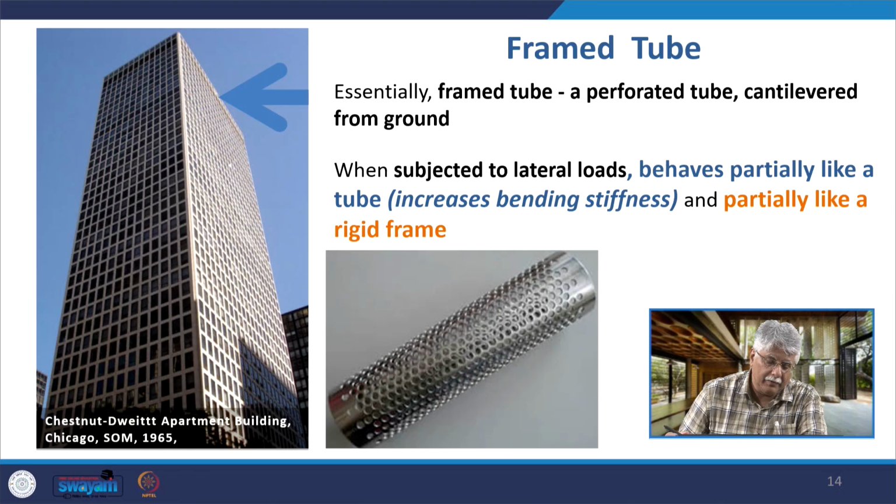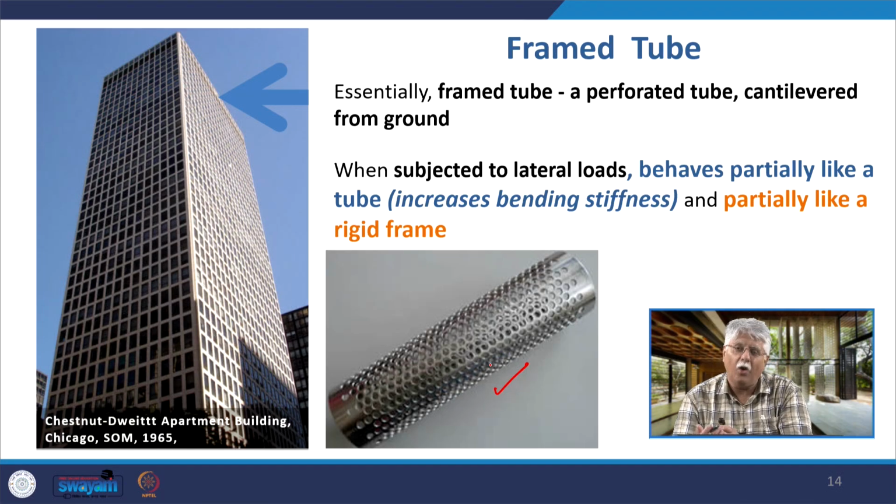The frame tube. Essentially, a frame tube is a perforated tube, as you see here, which is cantilevered, standing on the ground. This kind of cylinder is perforated and stands vertically on the ground. When subjected to lateral or wind forces, it behaves partially like a tube, that is, it increases bending stiffness, it is not easily able to bend, and partially it acts like a rigid frame, thus helping us with gravity loads.